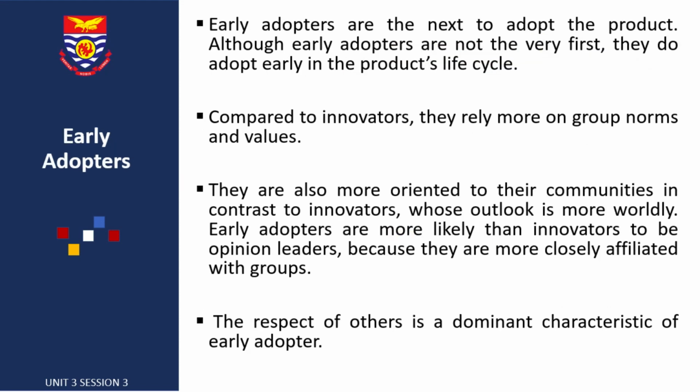Early adopters are next to adopt the product. Although they are not very fast, they do adopt early in the product life cycle as compared to the others. That is, aside from the innovators, they are very easy to adapt. Compared to innovators, they rely more on group norms and values. Early adopters rely so much on group norms and values.